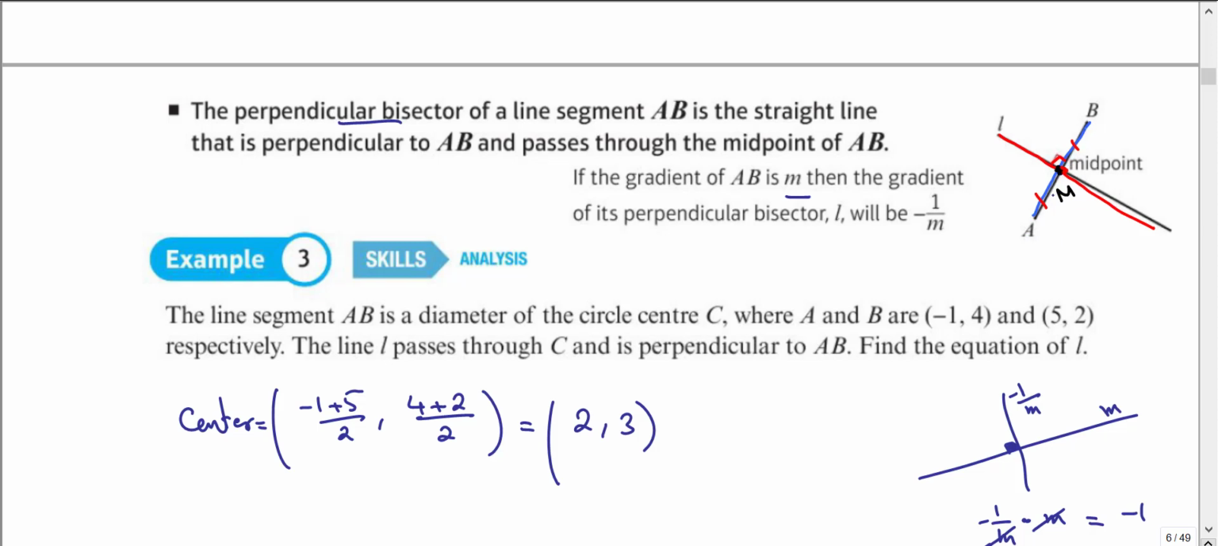So L is a perpendicular bisector, which means it's perpendicular to the line AB and it passes through the midpoint. Keep in mind an important point.